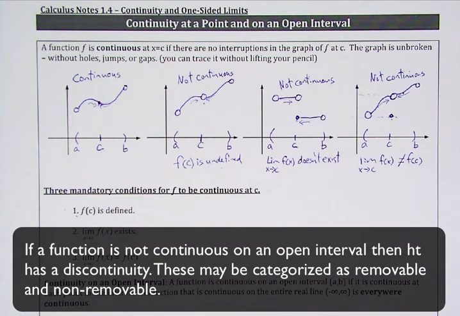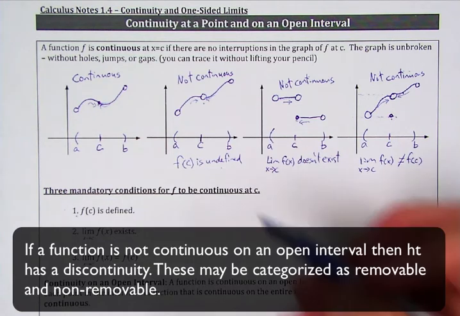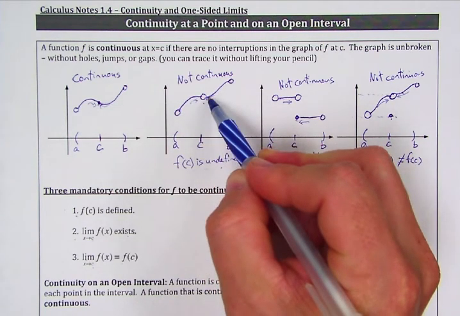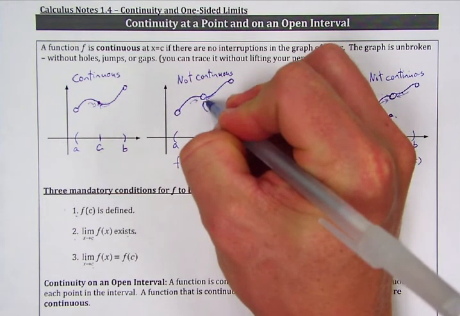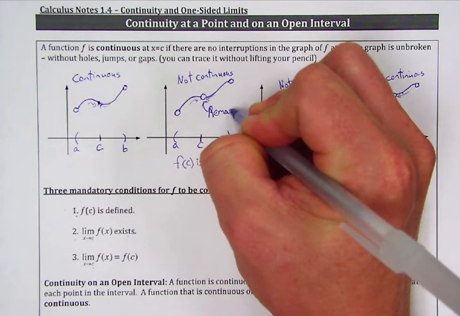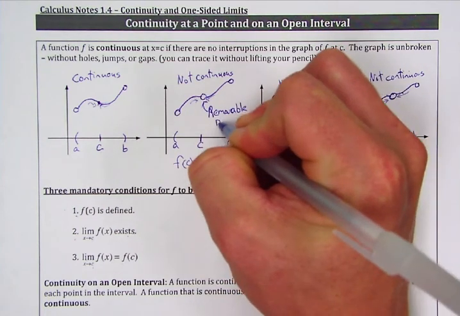Now we can categorize these as removable and non-removable. Removable means that if we just take out one point and we redefine one of our values, f of c, then it's removable. Non-removable is not removable. So let's take a look here. This one is not continuous. What type of discontinuity do we have? This is a removable discontinuity.